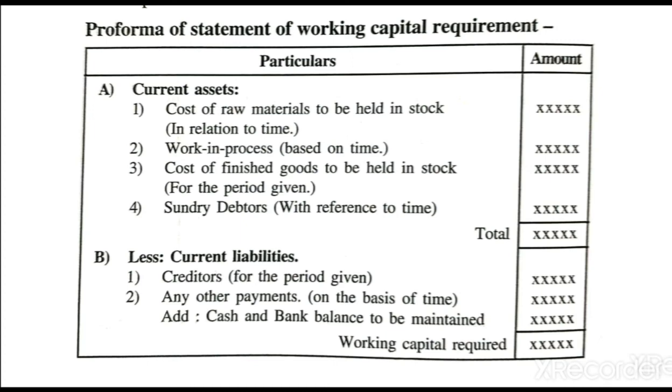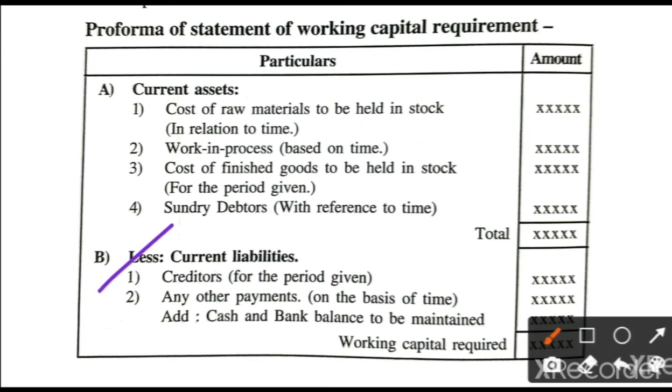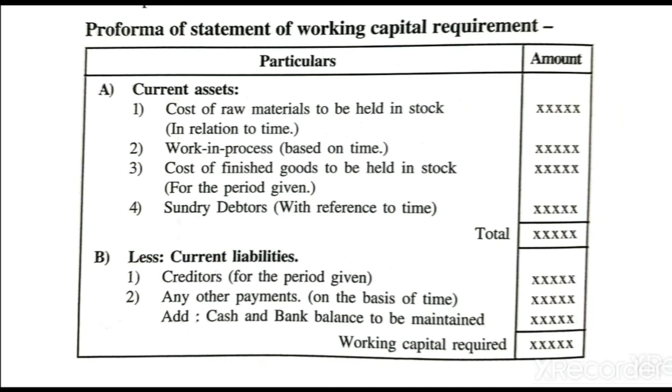Next, we will move to the current liabilities. So what will be the current liabilities? Creditors. Any payments, and if there are any bank balances to be maintained, all these will come under current liabilities. So total of current assets minus total of current liabilities, we will get the working capital required.